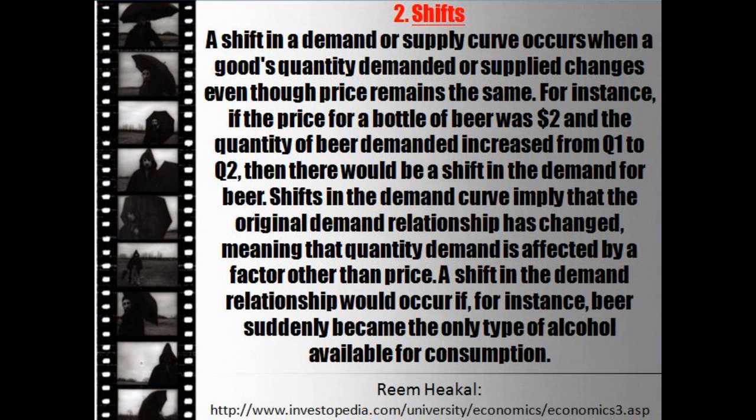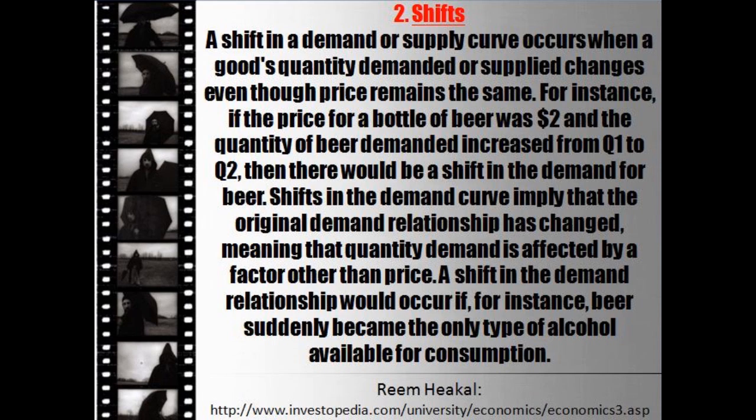For shifts, a shift in a demand or supply curve occurs when a good's quantity demanded or supplied changes, even though price remains the same. For instance, if the price for a bottle of beer was $2 and the quantity of beer demanded increased from Q1 to Q2, then there would be a shift in the demand for beer.